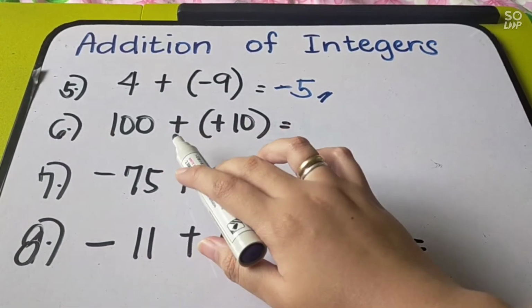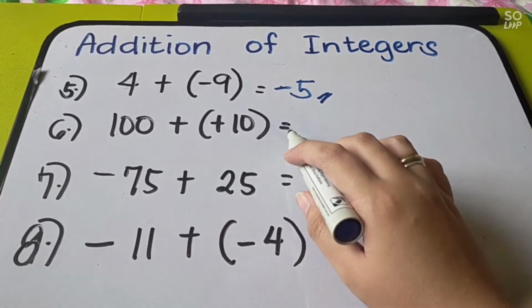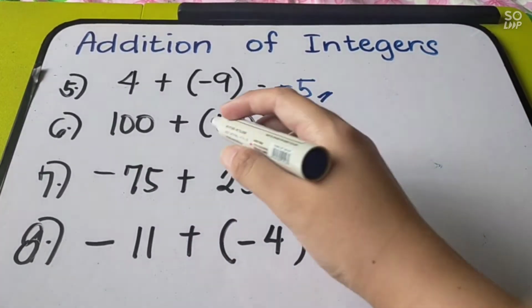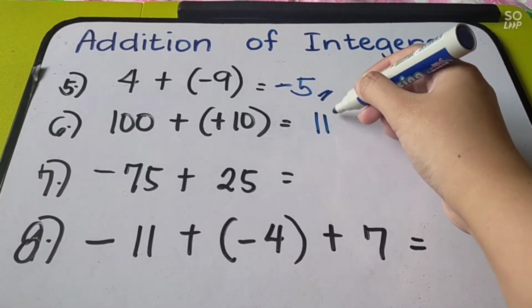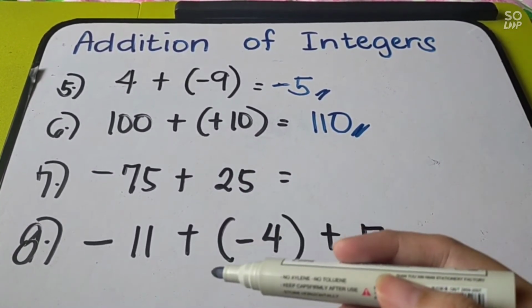Next tayo, 100 plus positive 10. They are both positive. Your answer should be positive. 100 plus 10, the answer is 110. We're done.